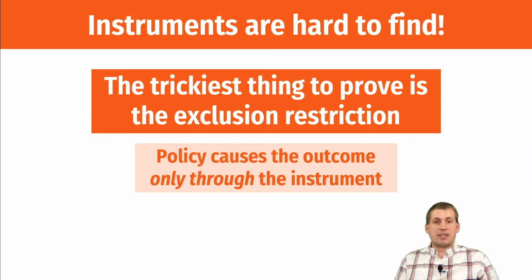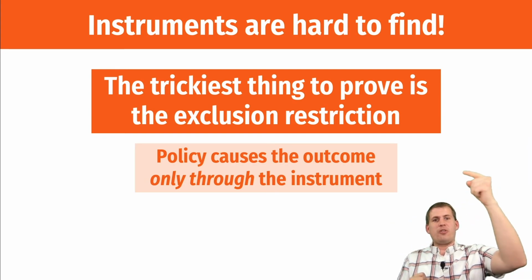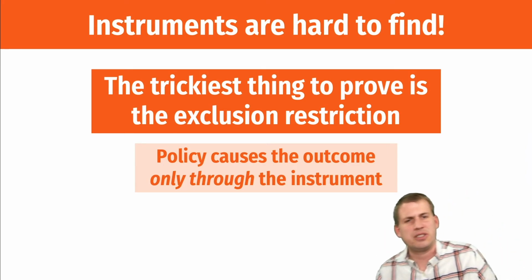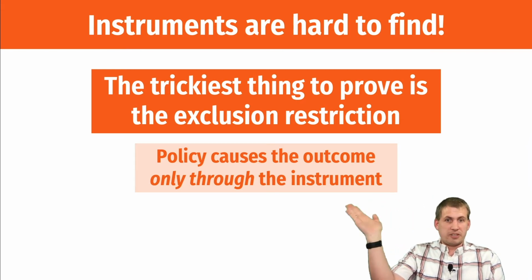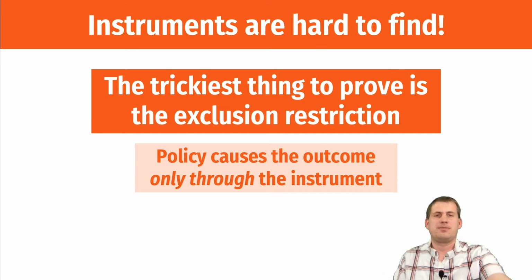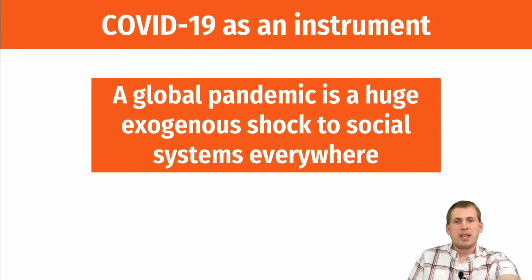Again, this is the idea that the policy causes the outcome, or the instrument, policy causes the outcome only because of... I wrote this wrong, ignore this. It is that the instrument causes the outcome only through the policy. I will rewrite this in the actual slides that get posted. So again, the instrument causes the outcome only through the policy. Okay, and most proposed instruments fail this principle.